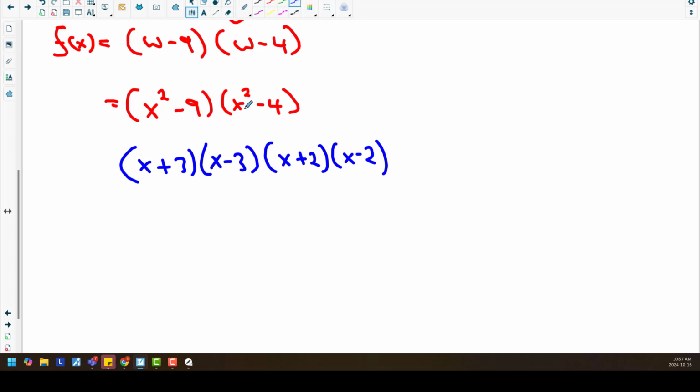So both of these brackets can be factored further into these four brackets now, and that's it. We have factored fully. We can't factor anything more than this. And this shows us that we have 4 x-intercepts or 4 zeros, which is true.